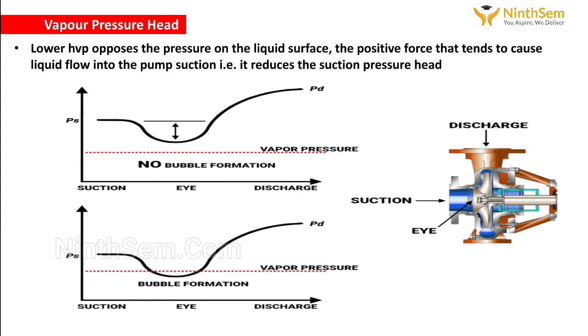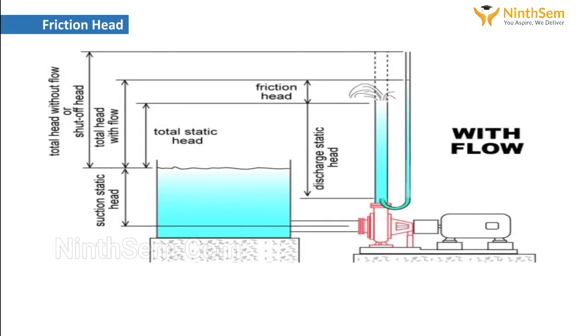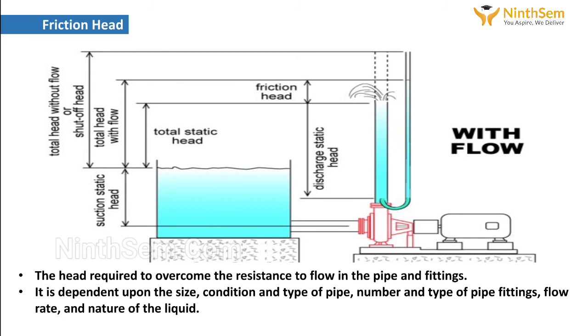Next, come to friction head, HF. Friction head is the head required to overcome the resistance to the flow in the pipe and fittings. It is dependent upon the size, condition and type of pipe, and the number and type of fittings. Also, it depends upon the flow rate and nature of the liquid.